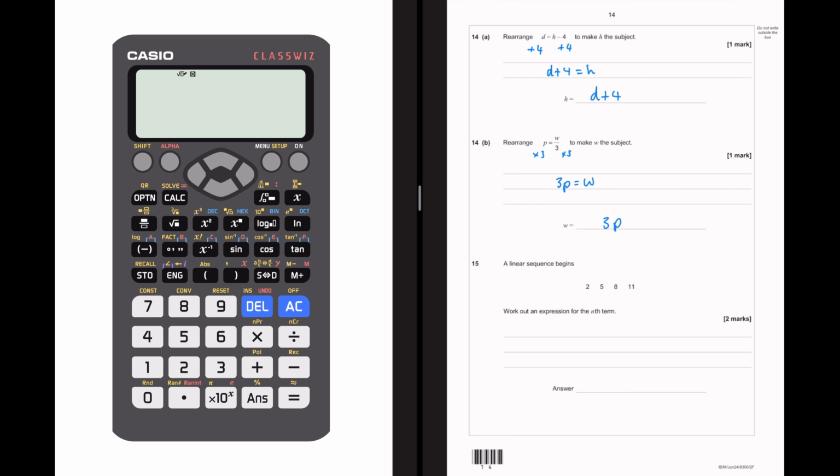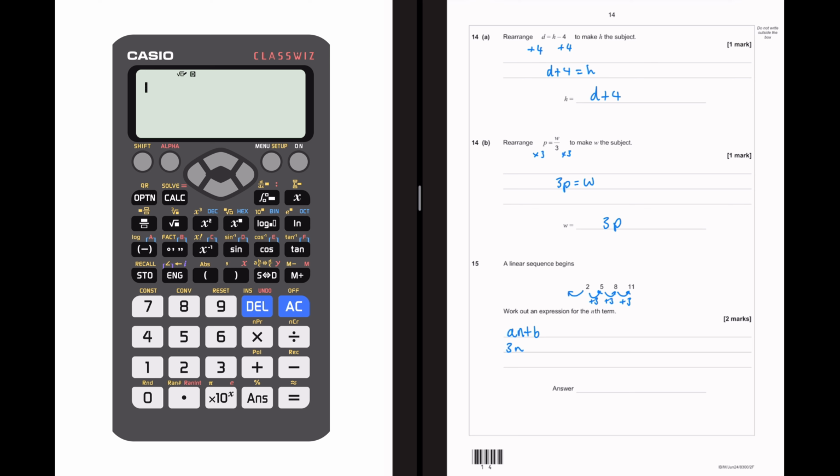Question 15 says a linear sequence begins 2, 5, 8, 11. Work out an expression for the nth term. So what we're going to do is find the common difference between each of the terms. Between each of the terms we add 3. So the nth term is always in the form an plus b, where a is the common difference, so that's going to be 3n.